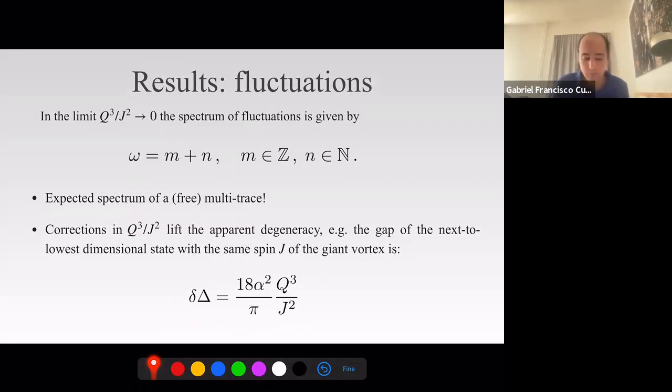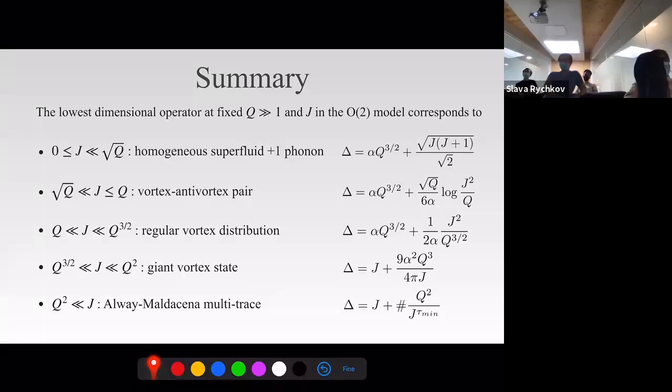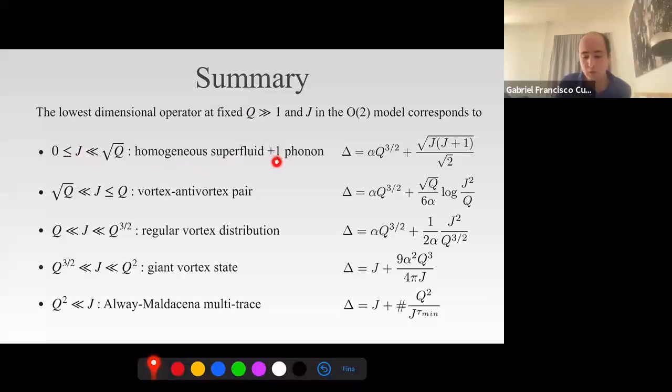Okay, so the message of this long detour on the charged spinning operator is that I think we now have a complete picture, at least to the extent that effective field theory can give you, of the lowest dimension operator with fixed charge and angular momentum J in the O(2) model. And this is, to leading order, just a superfluid with perhaps one phonon.